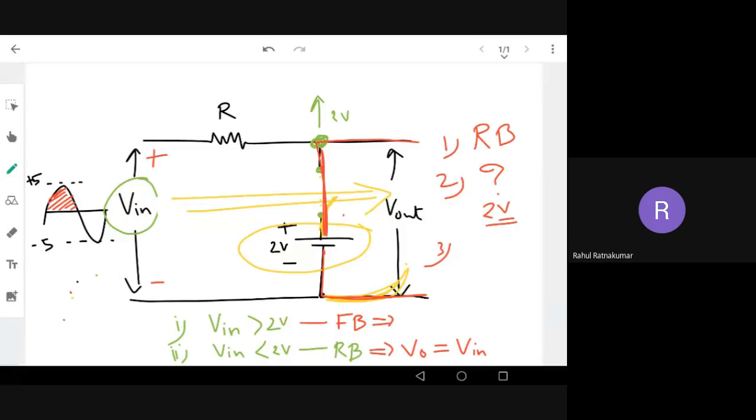You can see the battery terminal is also coming across plus 2 volt, and the diode is acting as a short circuit. So V out, according to Kirchhoff's law in a closed path, is nothing but V bias, VB. V bias is nothing but 2 volt plus 2 volt. Okay, so this is the analysis you have to do.